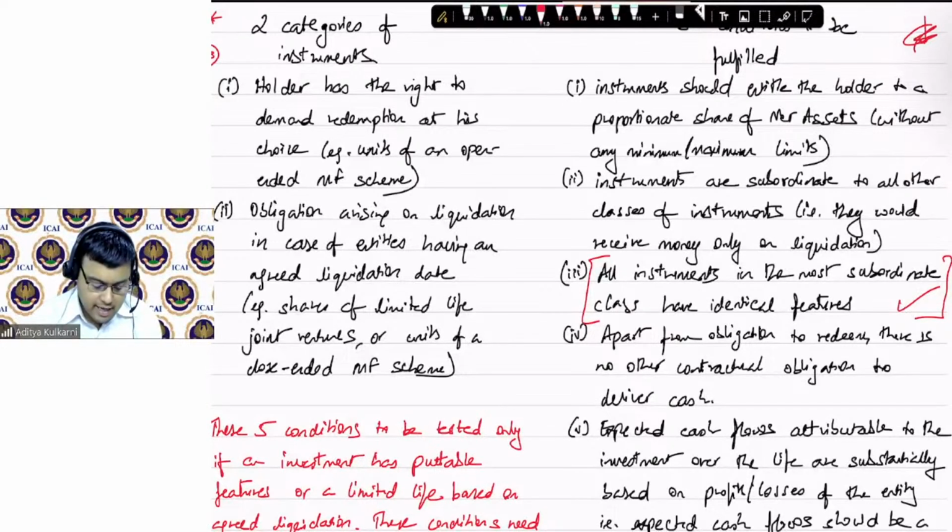Your starting point will be here. Start here. Check whether it meets one of the 2 conditions. And if one of these 2 categories is met, then you check the 5 basic conditions. If the instrument falls into that number 1 category and you meet all the 5, then the puttable instrument will be classified as equity.